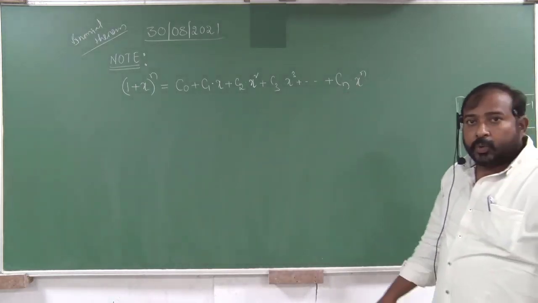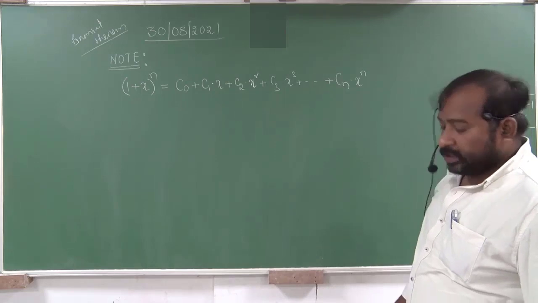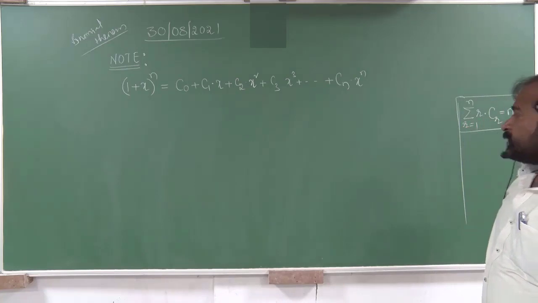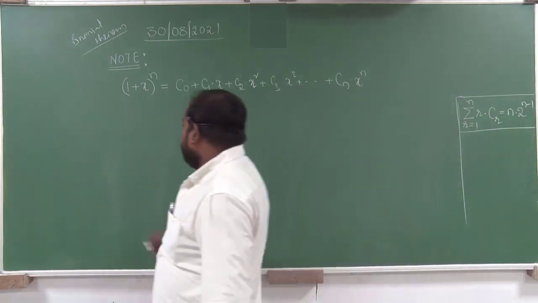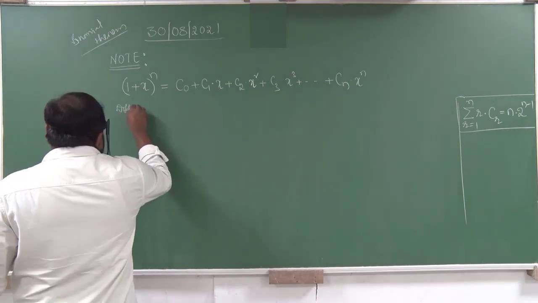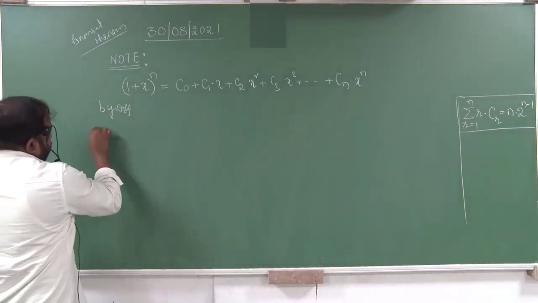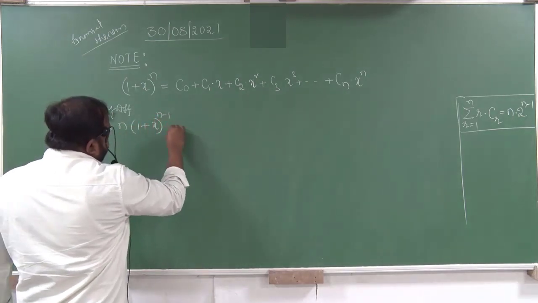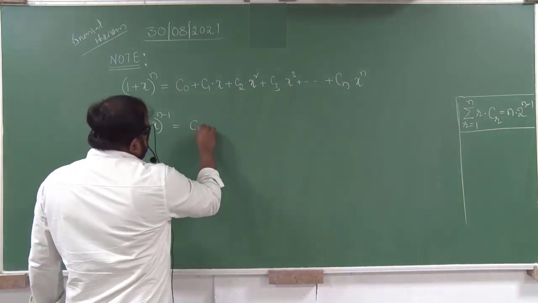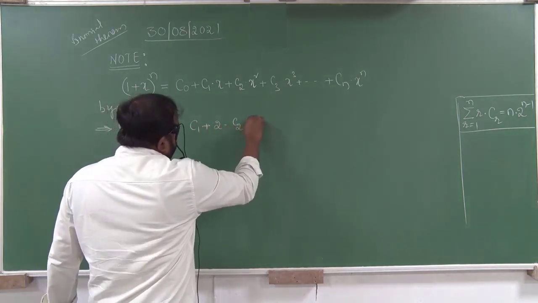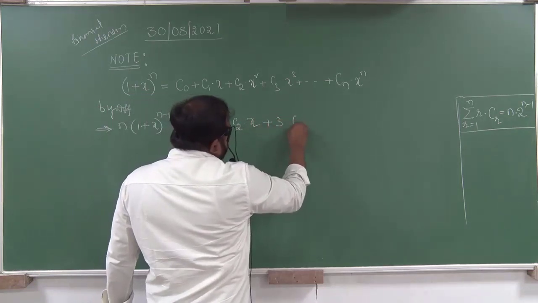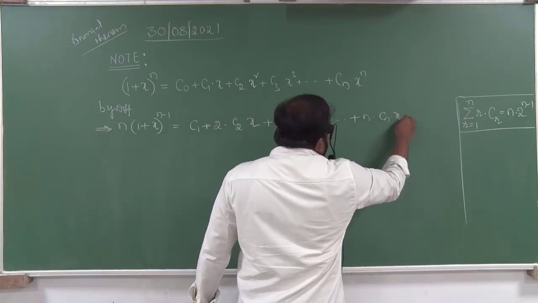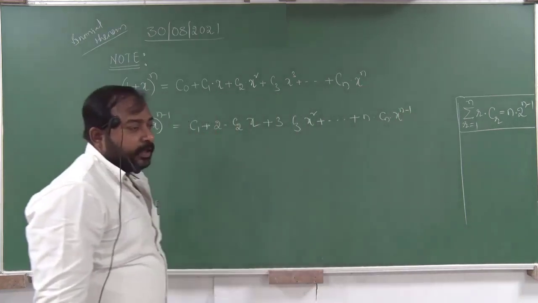Already we know (1 + x)^n equals c0 + c1 x + c2 x^2 + c3 x^3 + and so on up to + cn x^n. That is okay. Now listen. If I differentiate with respect to x, what value can I get? n(1 + x)^(n-1) equals 0 + c1 + 2c2 x + 3c3 x^2 + and so on up to + n cn x^(n-1). This is the value I can get.